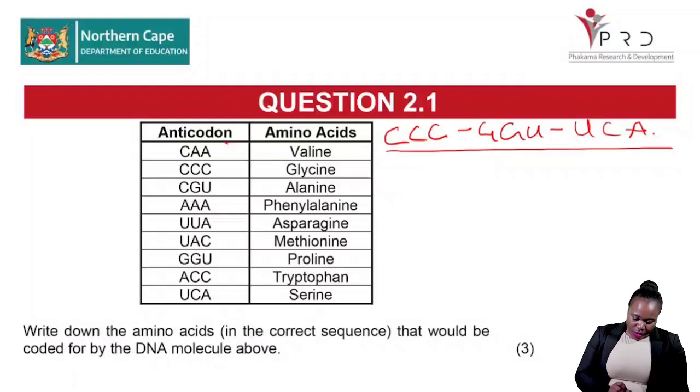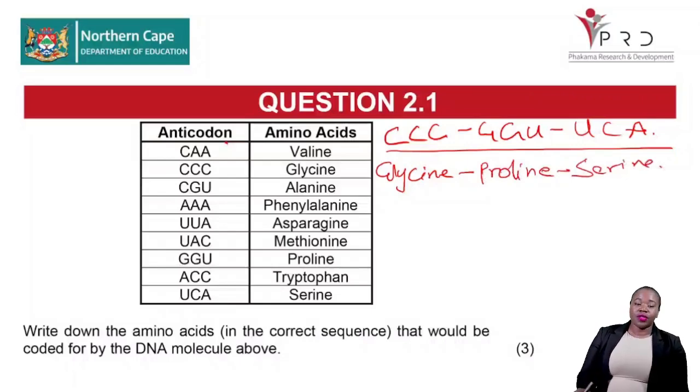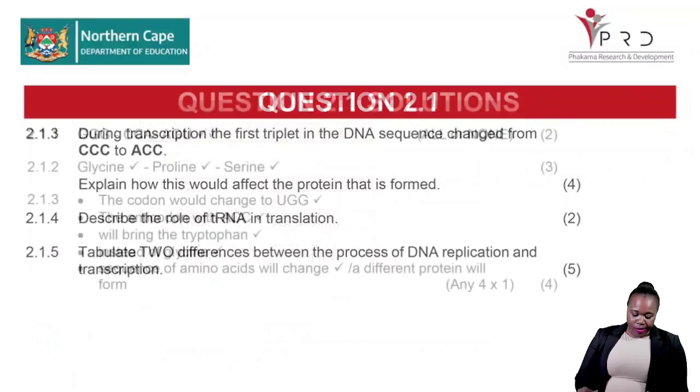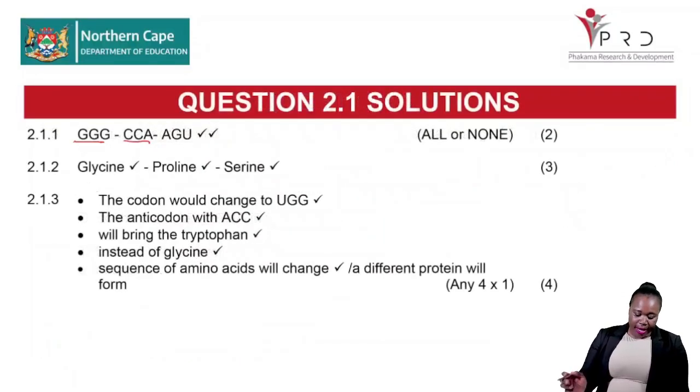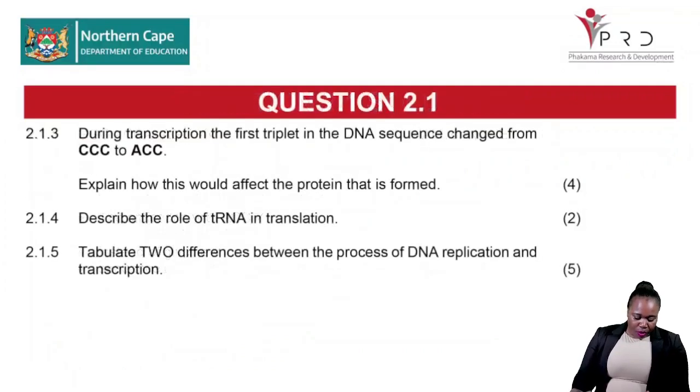CCC, we have glycine. GGU, do you have GGU? Yes, we have proline. And then lastly, UCA. Let's have a look at UCA. There we have it. It is serine. So that is how we would answer this question over here. So that will be your 3 marks. Glycine, proline, and serine.